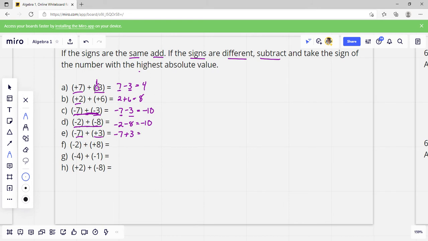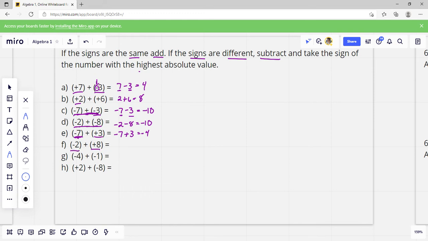Okay, so we're going to subtract. 7 take away 3 would be 4. Now, is that negative or positive? Well, if you owed $7, you only pay back 3, you're still going to owe $4. We take the sign of the largest number, which is this 7 right here. So it's going to be negative.